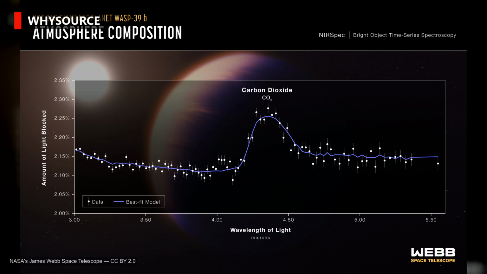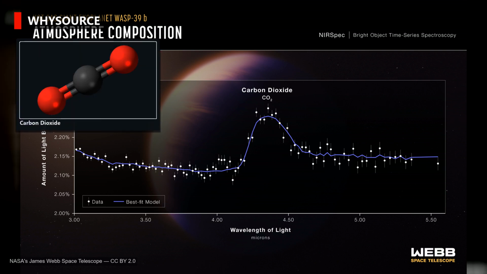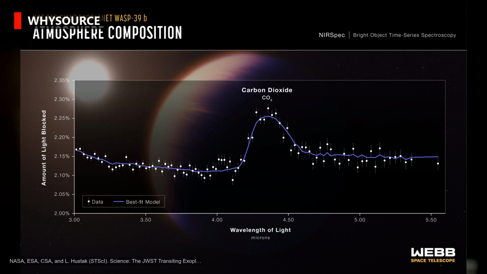Molecules are not gray filters. Carbon dioxide, water vapor, sodium, potassium, and other gases absorb light in particular bands set by their molecular structure. Where a molecule absorbs, less starlight gets through the limb. At those wavelengths, the planet appears slightly larger because its atmosphere has become more opaque.